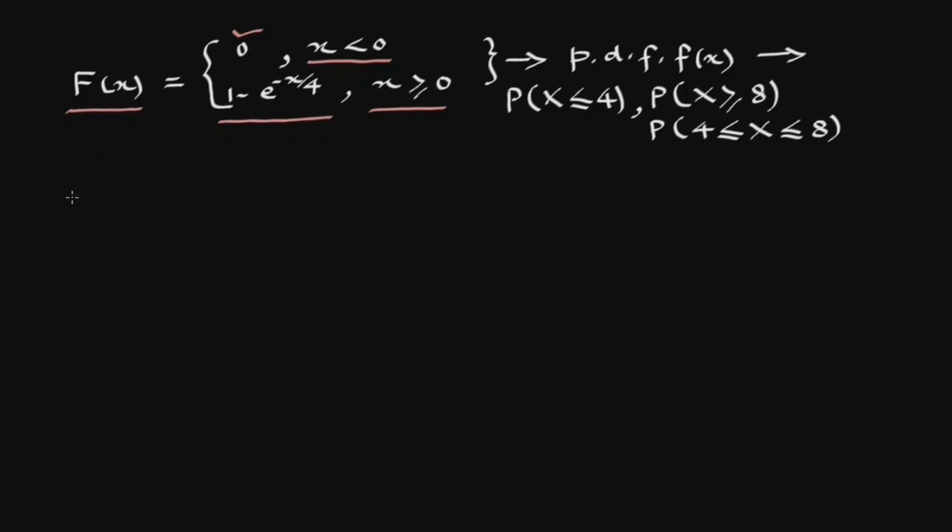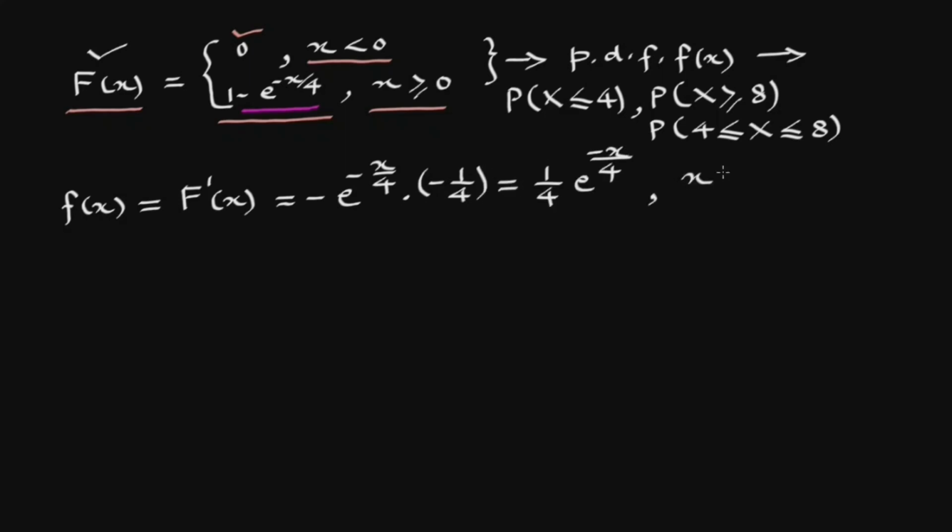The corresponding probability density function small f(x) will be the derivative of capital F(x). So F'(x) will be the derivative of 1 minus e raised to minus x upon 4, which is minus e raised to minus x upon 4 into the derivative of minus x upon 4, that is minus 1 upon 4. So this is when x is non-negative, and f(x) is 0 when x is negative.